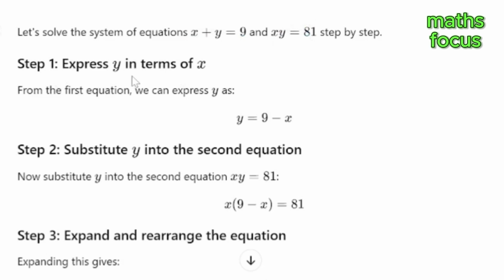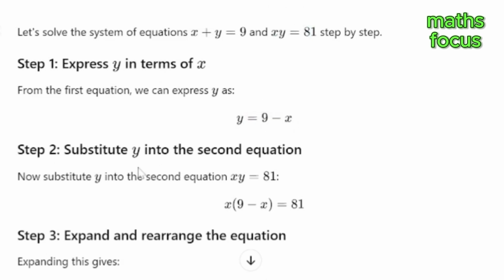Step 1, we want to express y in terms of x. That is, from the first equation, we can express y in terms of x. This is the first equation and this is the second equation. So if we express y in terms of x, y is equal to 9 minus x.